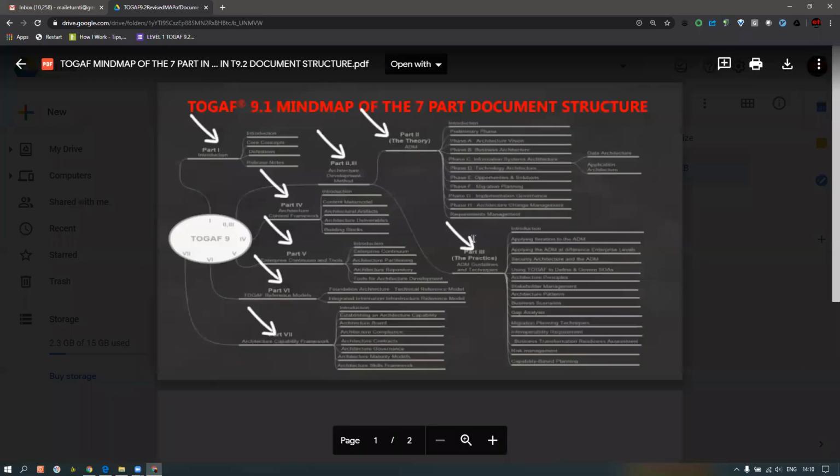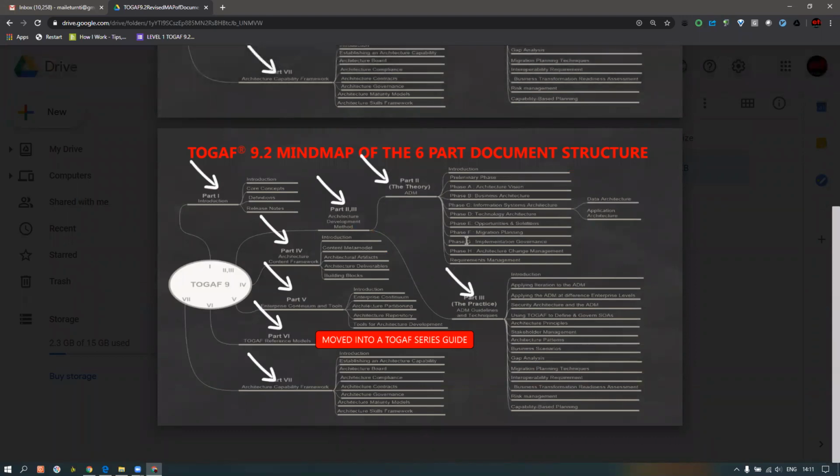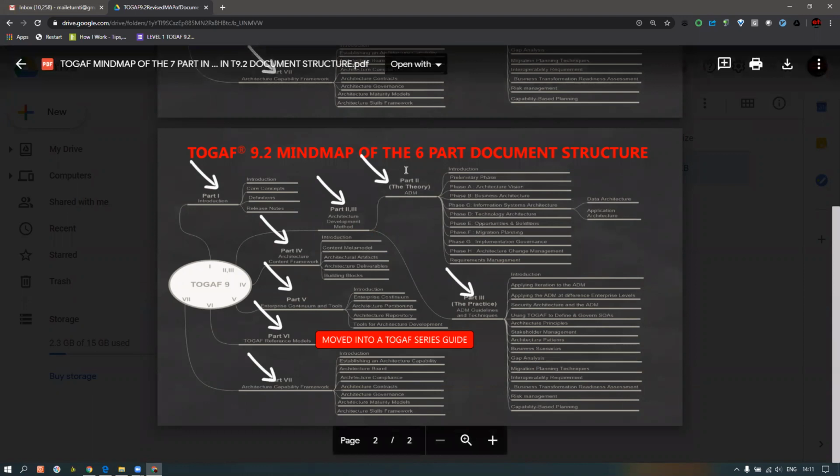Yeah, this is the first picture. Then the second picture is at the bottom. This is the one I was talking about. You have mentioned the move into the TOGAF series guide, right? Correct. So this means it is still part of the examination. Yes, it is still part of the exam.